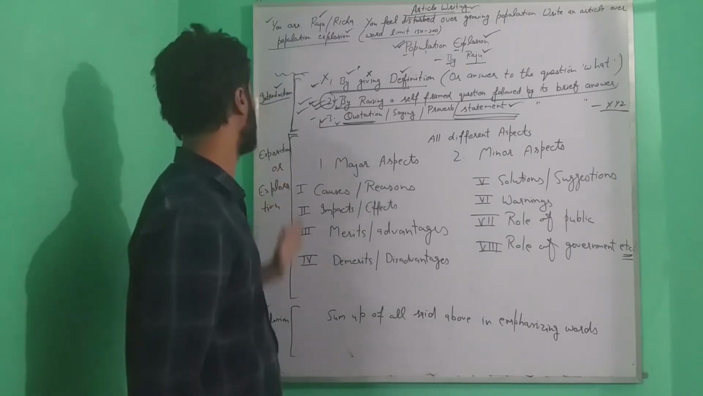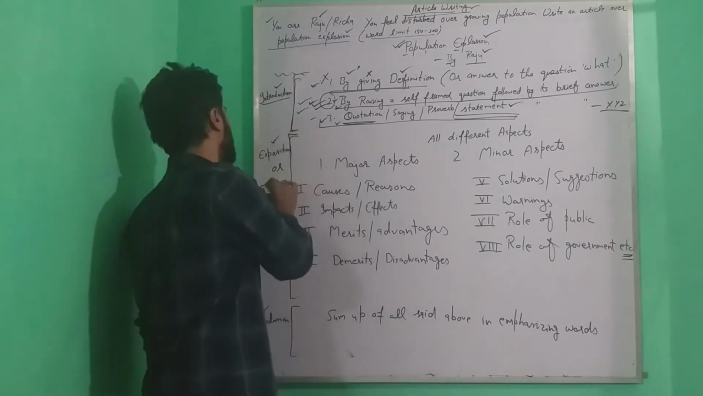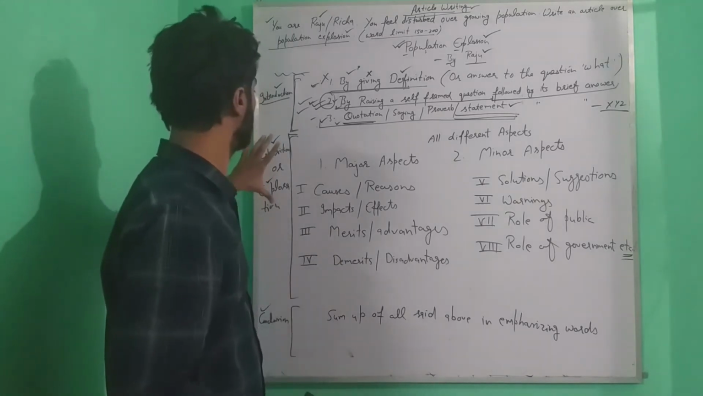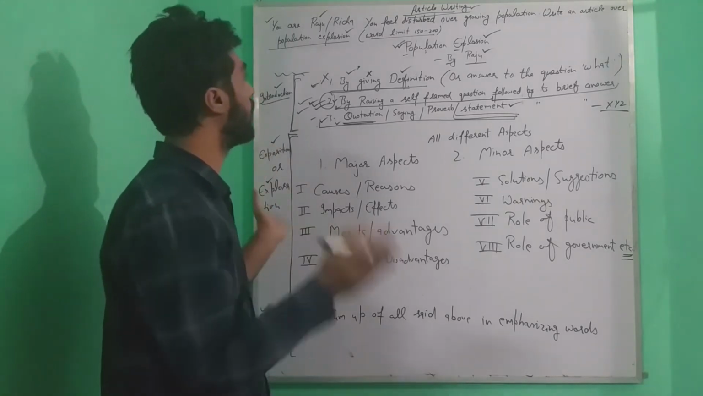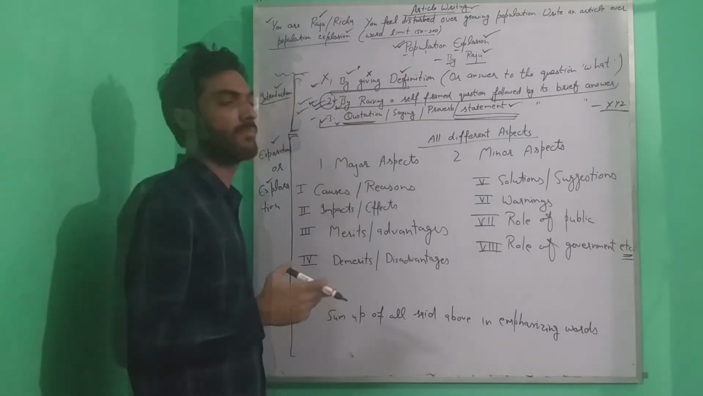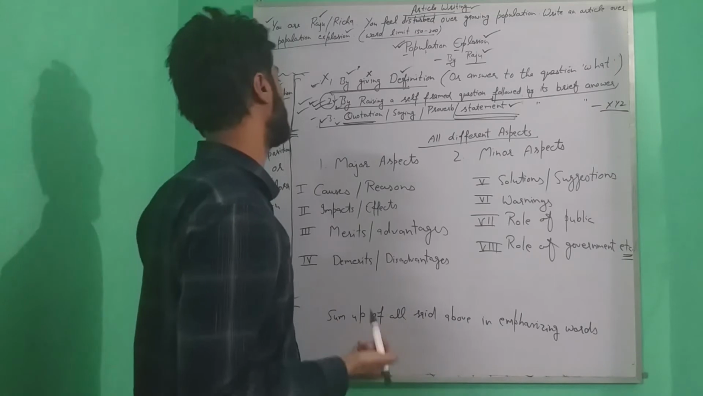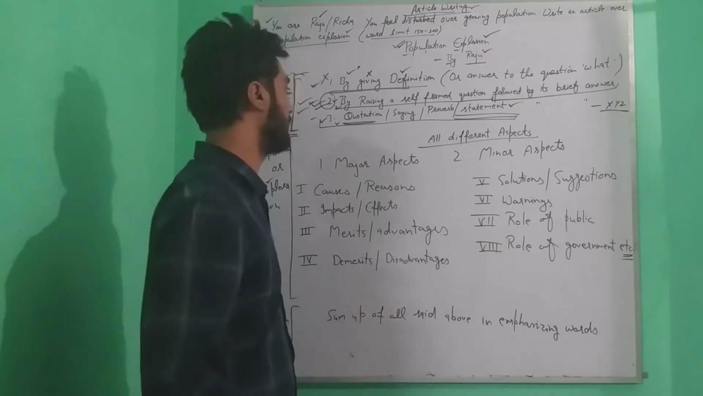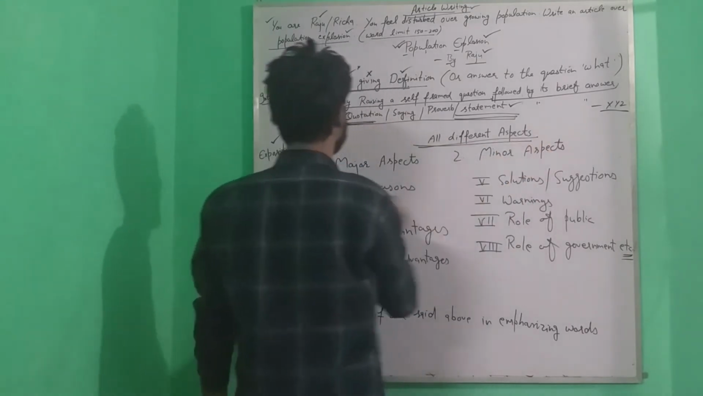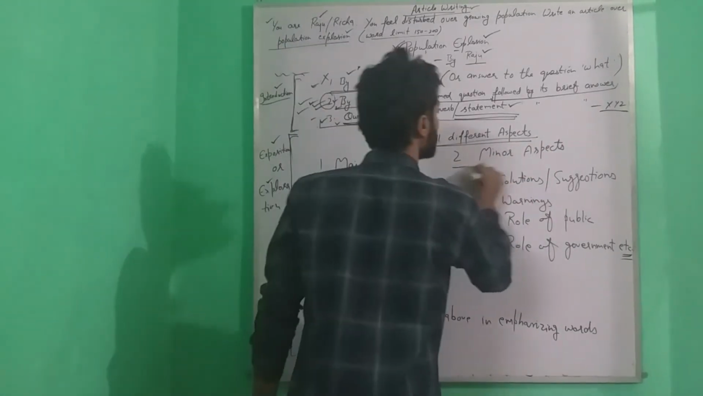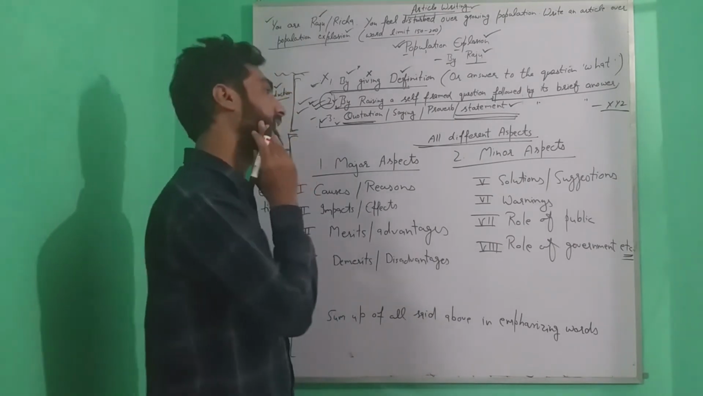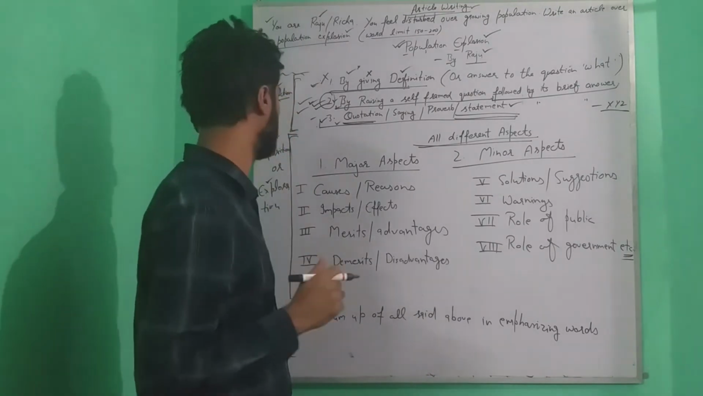The major paragraph is exposition, also called exploration. It means in this paragraph we shall explore all the aspects related to the topic. And to make the comprehension of the topic even easier, we have divided these different aspects into two parts: major aspects and minor aspects. But why have we made this division? I shall explain it to you now.